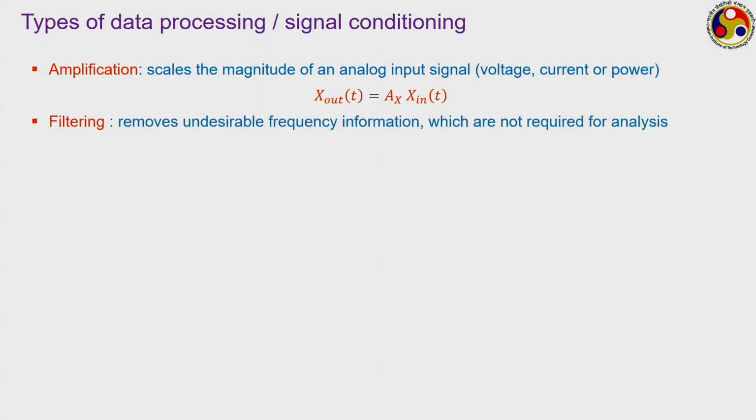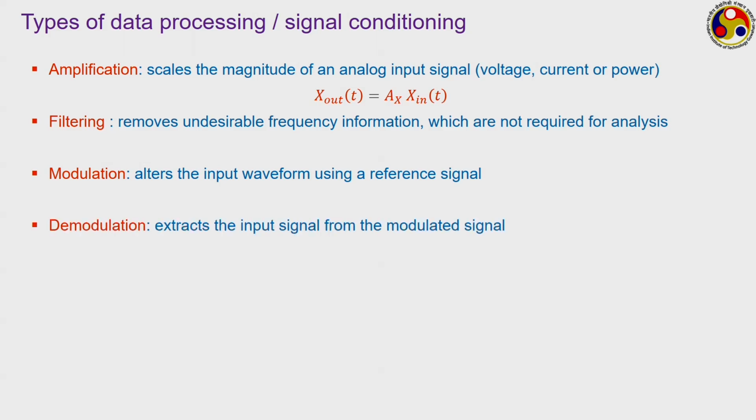Filtering is another one, which removes the undesirable frequency information not required for the analysis and maintains only the zone of frequency information which is relevant for the analysis. Modulation refers to the alteration of the input waveform using a reference signal into a form that suits our requirement, and demodulation is just the opposite, which is recovering the original input signal from the modulated version. Filtering, modulation and demodulation we have to use in case of AC signals, but amplification is useful in case of both DC and AC.